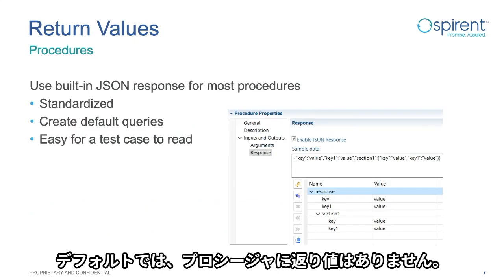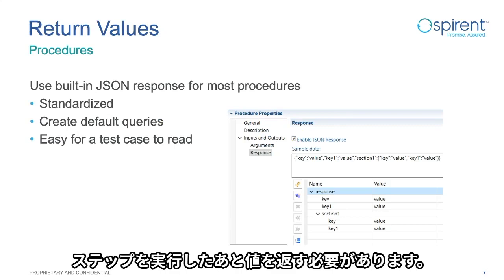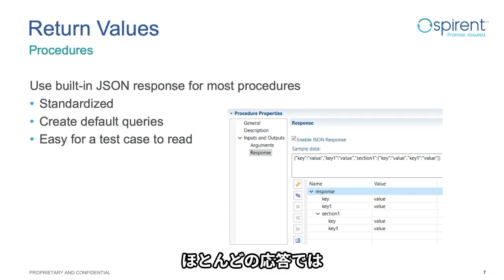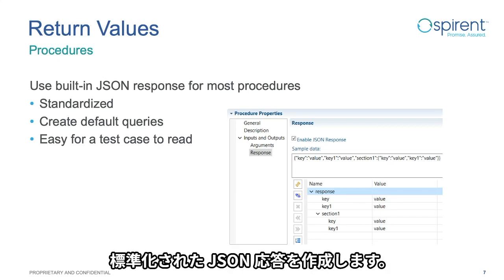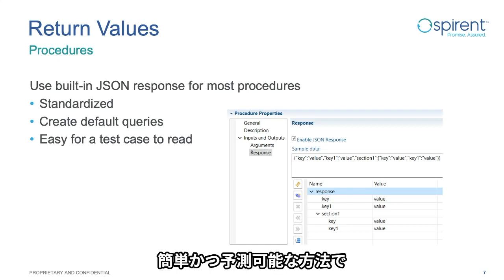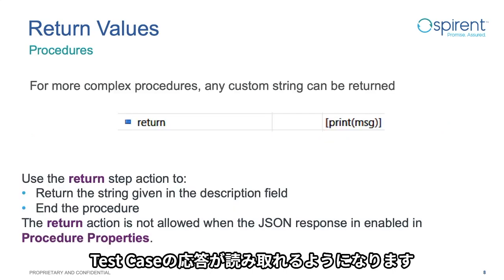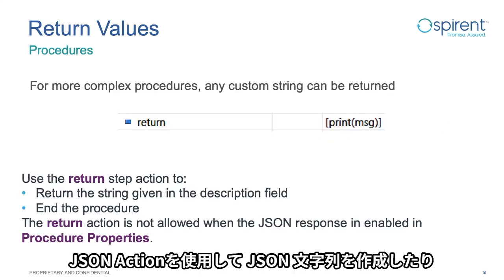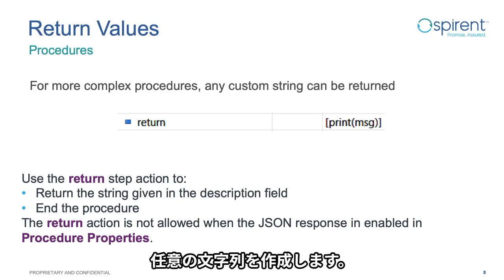By default, a procedure will return nothing. However, it is often necessary for the procedure to perform steps and return information. For most responses, use the Response section in the Procedure Properties menu to create a standardized JSON response. This response will generate default queries, making for an easy and predictable way to read the response in a test case. For more complex responses, you may create a JSON string using the JSON step action, or build any other string using Python or Tcl eval steps.